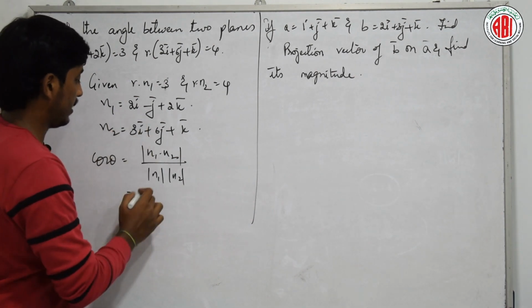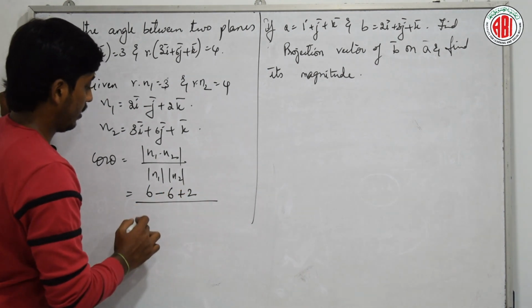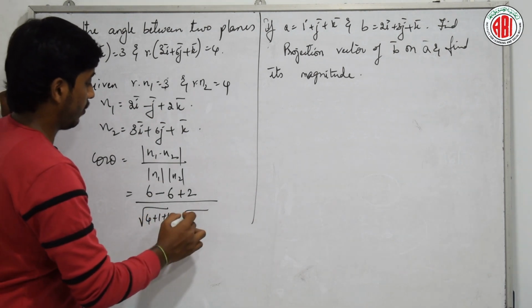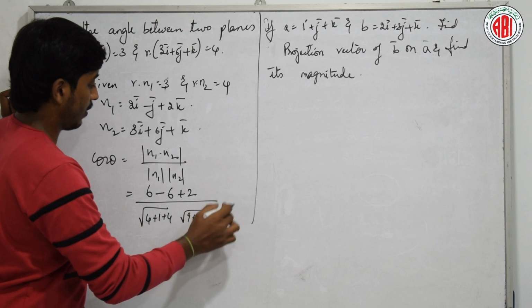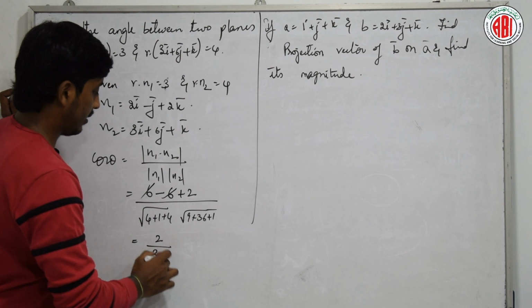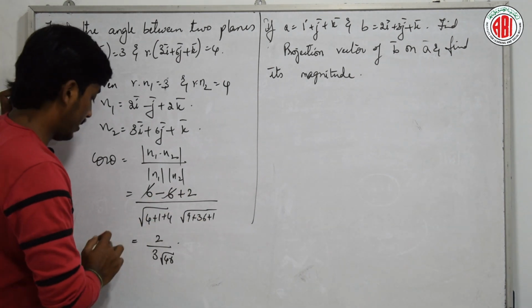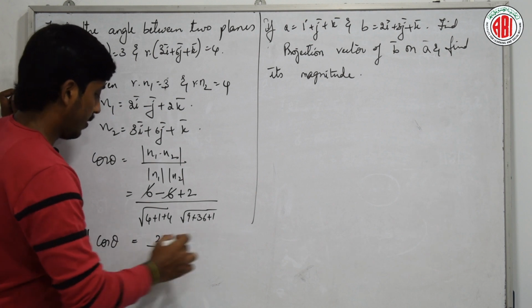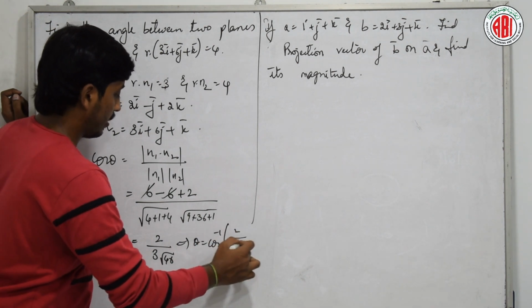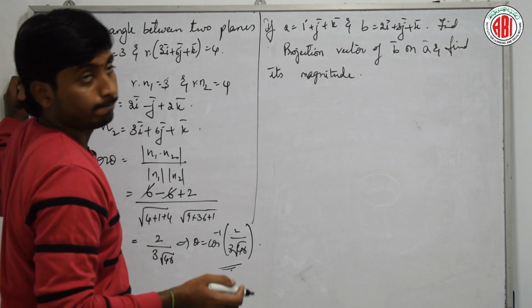See here. Just multiply: 2 3s are 6 minus 6 plus 2 by under root 4 plus 1 plus 4 and under root 9 plus 36 plus 1. Okay, this is 2, this is root 9 which is 3, under root 46. Clear? This is cos theta. From this I can write theta as cos inverse 2 by 3 root 46. Clear? Any difficulty here? Fine.